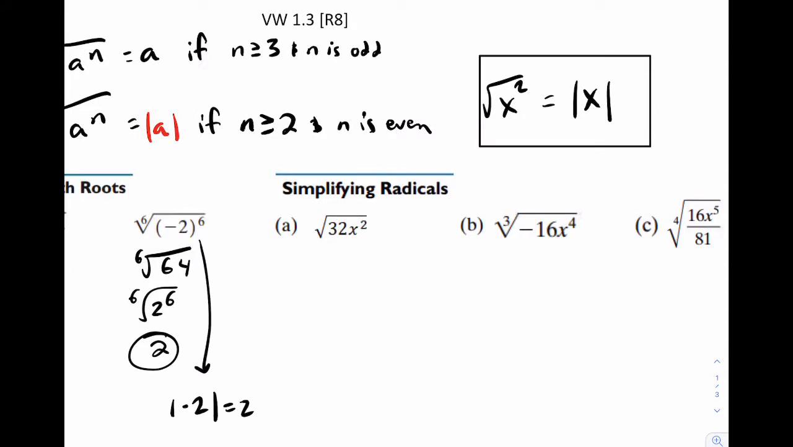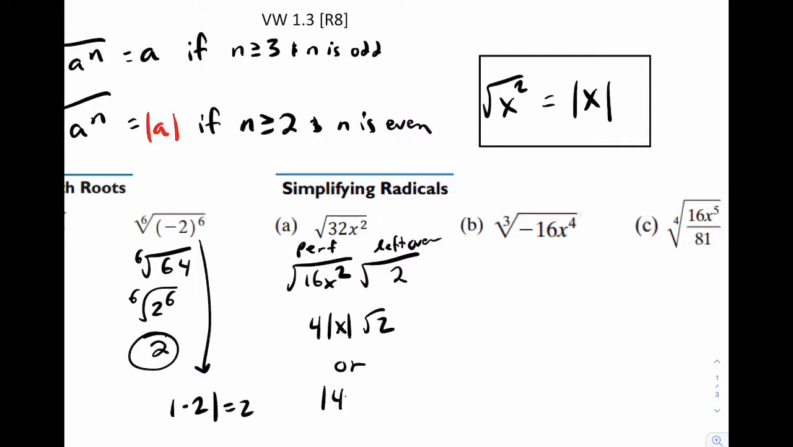So let's look at a. I know you guys probably learned a lot of ways of doing this. I'll just show you what I do. I make the first radical here my perfect numbers. So in this case, perfect squares. So I'm going to put 16 and x squared right there. This is my leftover radical. That would be 2. So this becomes 4 times the absolute value of x times the root of 2. Or some people just put it together, absolute value of 4x root 2.